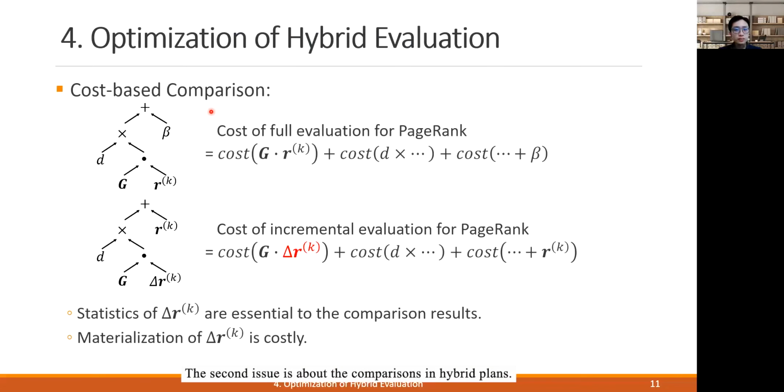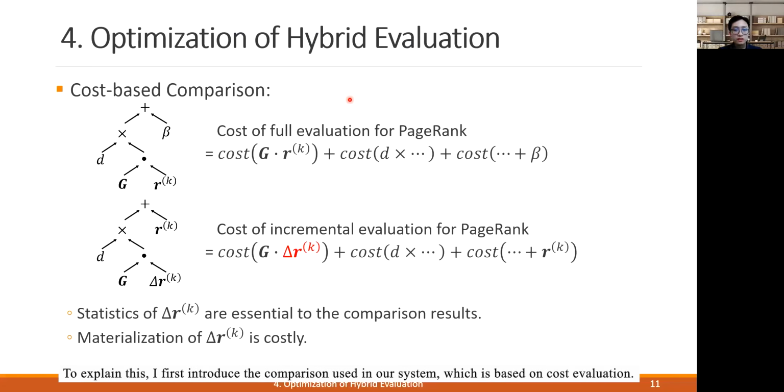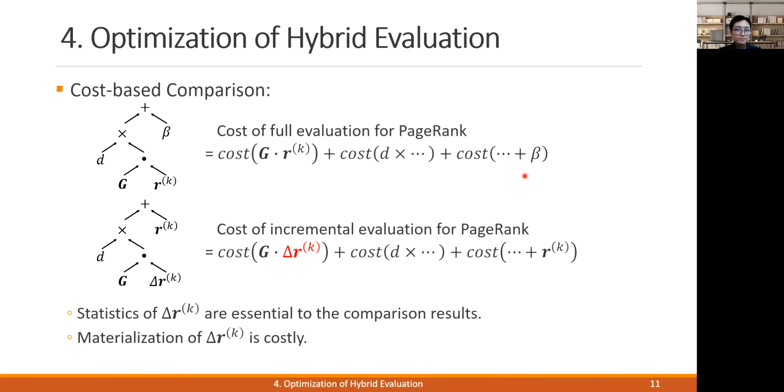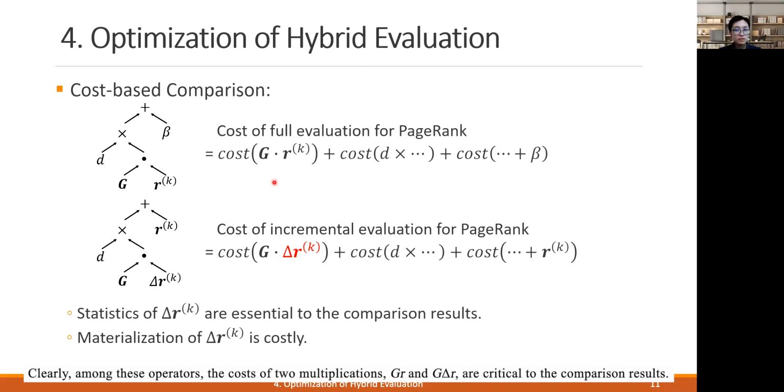The second issue is about the comparisons in hybrid plans. To explain this, I first introduce the comparisons used in our system, which is based on cost evaluation. Here, I illustrate the cost of full and incremental evaluation for PageRank. The cost here is calculated by evaluating and accumulating the costs of each operator. Clearly, among these operators, the cost of two multiplications, GR and G delta R, are critical to the comparison results.